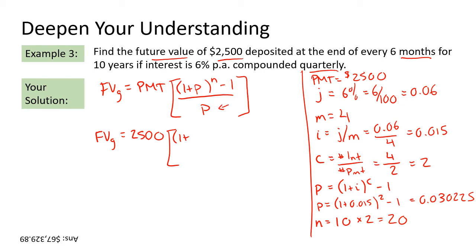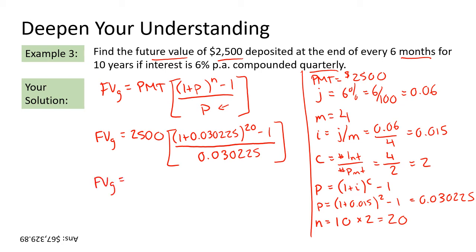So it's 1 plus 0.030225, okay, not the periodic interest rate, the exponent 20, minus 1, divided by that same equivalent interest rate, 0.030225. Okay? So again, I'm going to calculate the brackets first. This is just for you when you're trying questions.